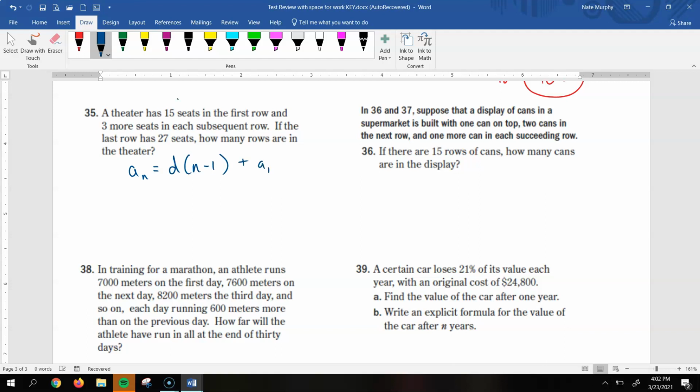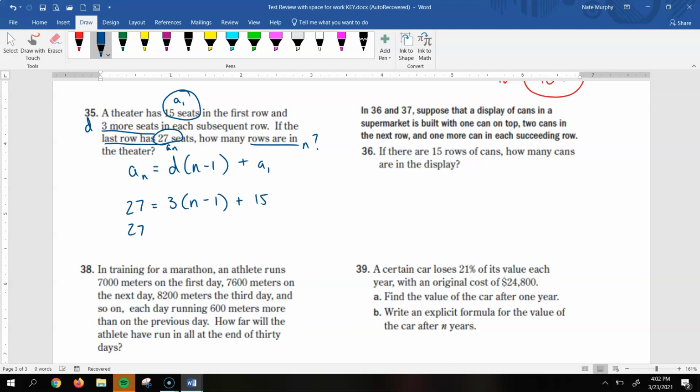because here's what we know. We know that in the first row there's 15 seats, and there's 3 more seats in each subsequent row, so that's our constant difference. We know that the last row has 27 seats, so that's A sub n. And we want to figure out how many rows are in the theater, so we're trying to figure out what n is. So we know that there's a total of 27 seats in the last row, when the constant difference is 3, and the first row has 15 seats.